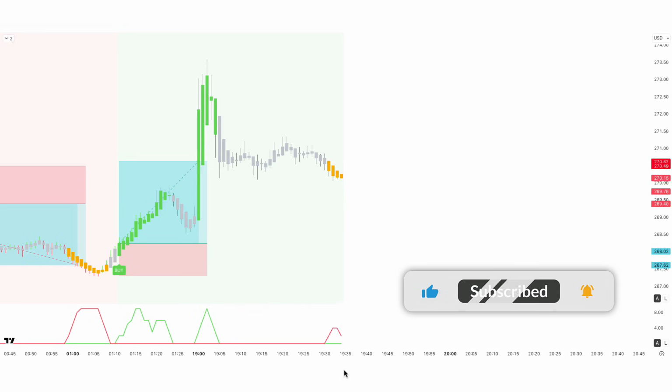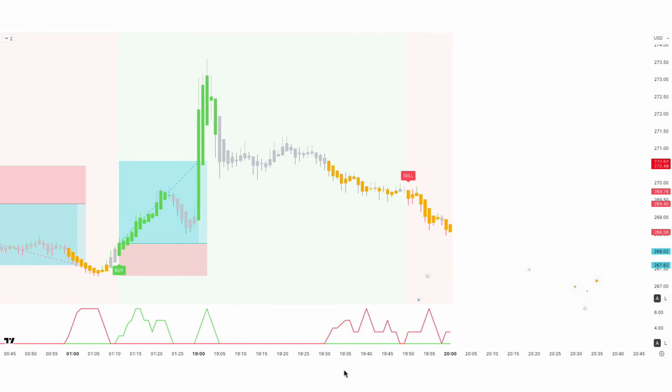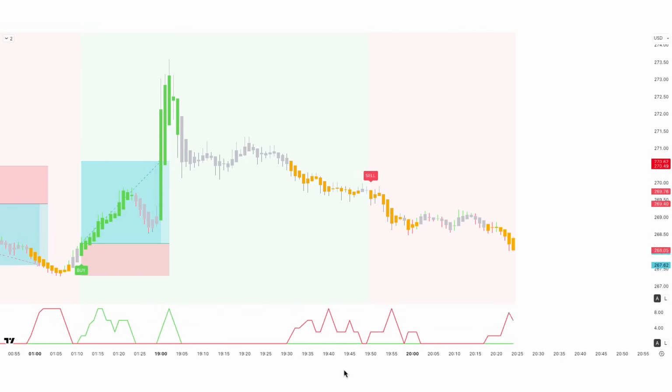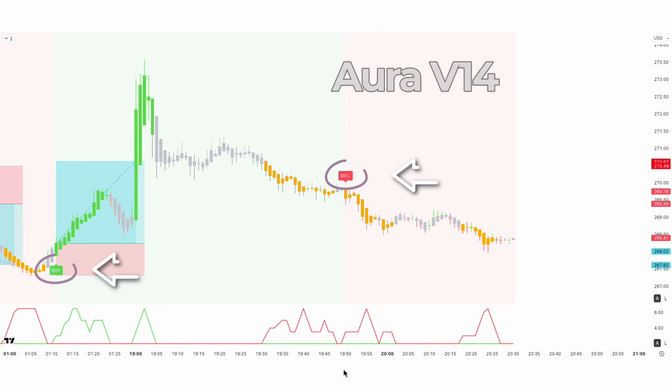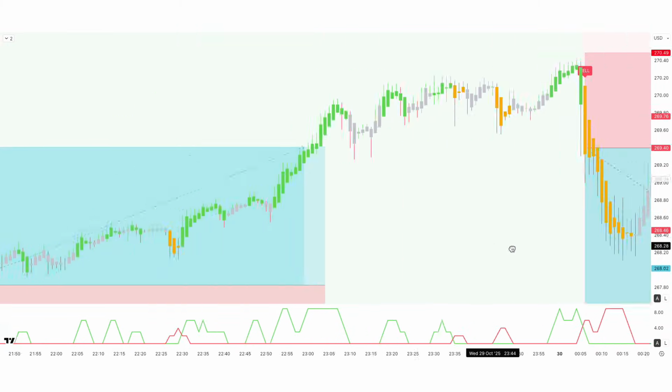We will try not to make the video too long. First of all, let us know about trading tools. The buy and sell arrow indicator we see in the chart is called the Aura V14 indicator. Now we tell you how we want to trade.